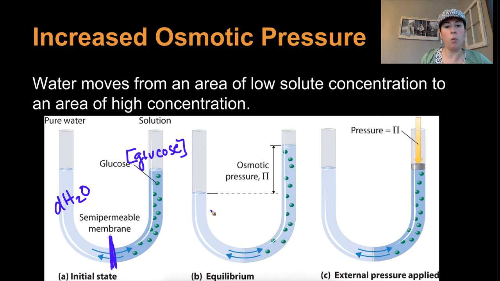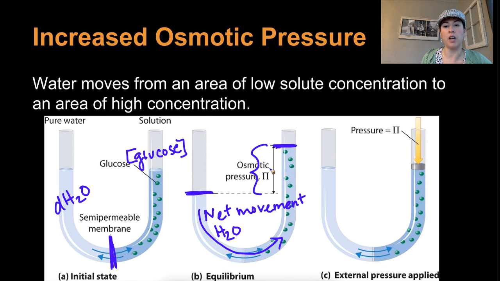What happens is we're going to have a net movement of water in this direction, from an area of low solute concentration to an area of high solute concentration. What we see is the difference in the level. Once we hit dynamic equilibrium, the water molecules may still be moving back and forth, but this is the overall effect. This difference between them is the osmotic pressure, and we can actually add outside pressure to equalize those back out.